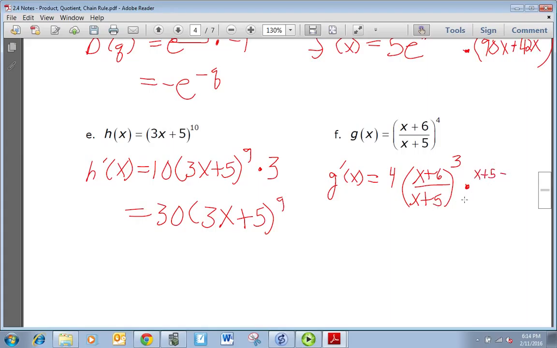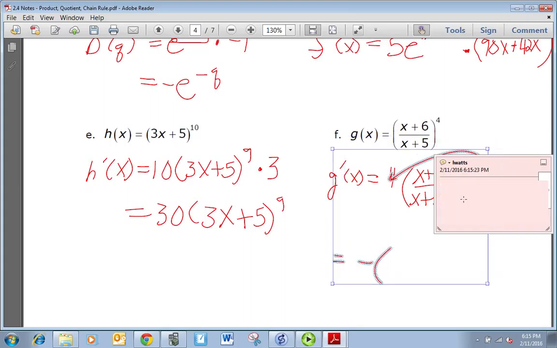Then minus the derivative of the bottom, which is 1, times the top. So you get minus x and minus 6. The reason they're both negative is because you have to put that subtraction all the way through, over the bottom squared. Now I notice I have an x and a minus x, and we know that those are going to cancel, and 5 minus 6 is negative 1. So that negative 1 can go with the 4 out here, and we get just negative quantity x plus, oh boy.